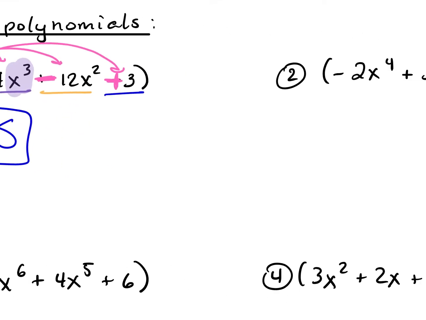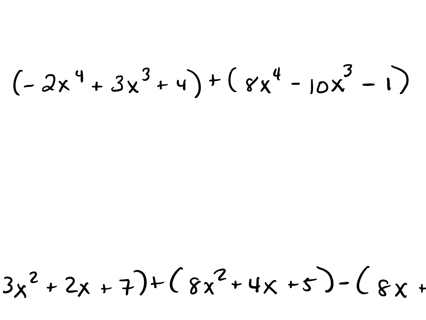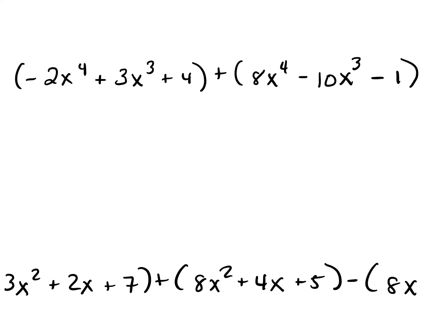All right, let's look at number 2. So number 2, I'm adding. What should I do first here? So negative 2x to the 4th power plus 8x to the 4th power. What would that be? Awesome, 6x to the 4th power. So we combine our x to the 4th powers.